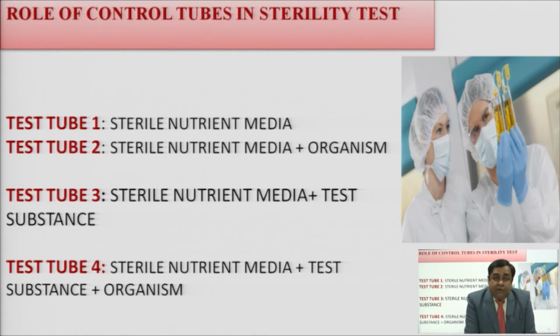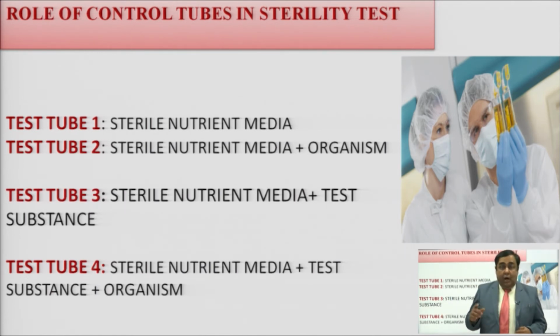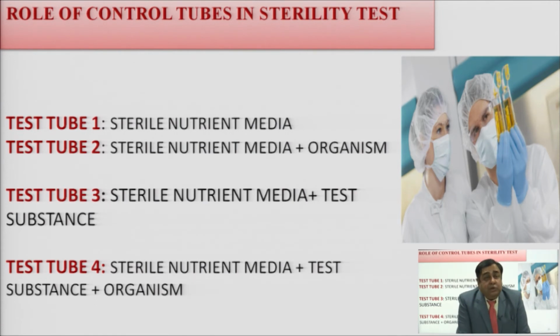In all situations, it should be turbid. Why? Because the organism will try to grow in presence of the nutrient media and it will make the media turbid. Now, there are certain situations, say for example, in 1% cases it is not turbid or it is clear. What does it mean? That is, the test substance has an inhibitory effect on the organism, due to which test tube number 4 is clear.